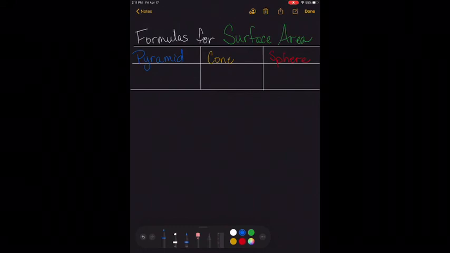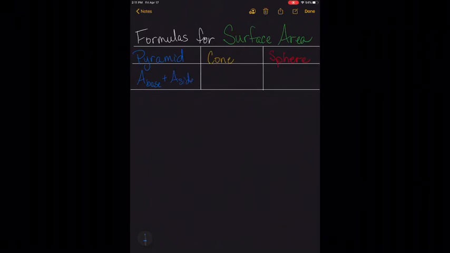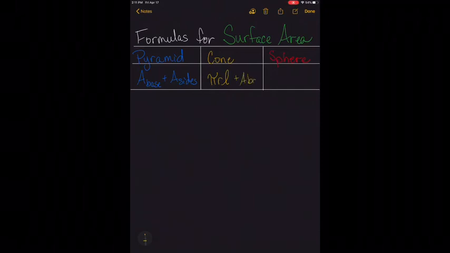All right, now for surface area. For a pyramid, the surface area is the area of the base plus the area of the sides. For a cone, surface area is equal to pi times the radius times L, I'll talk about what L is in a minute, plus the area of the base.